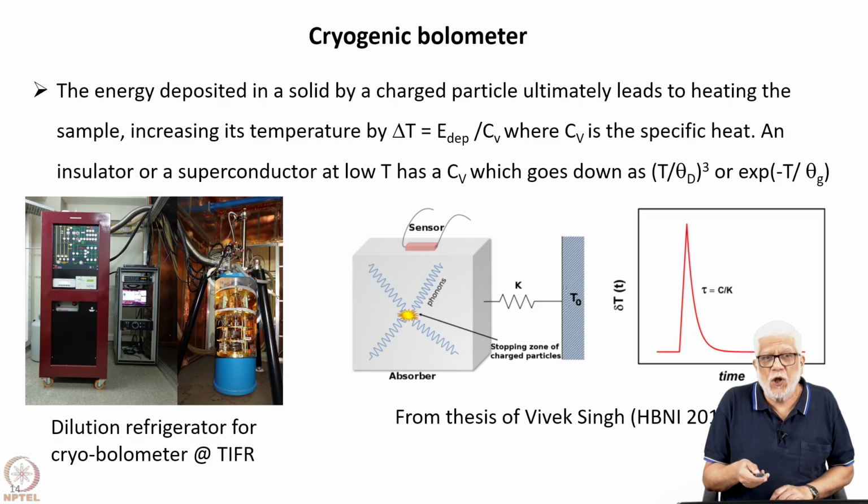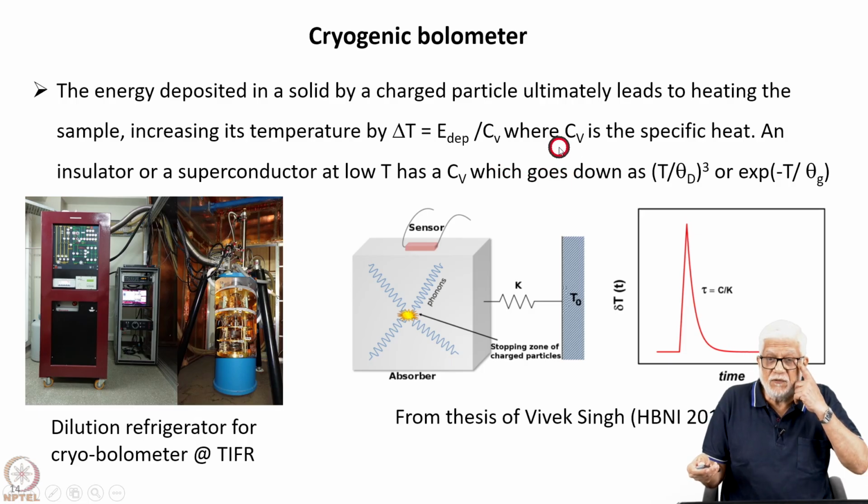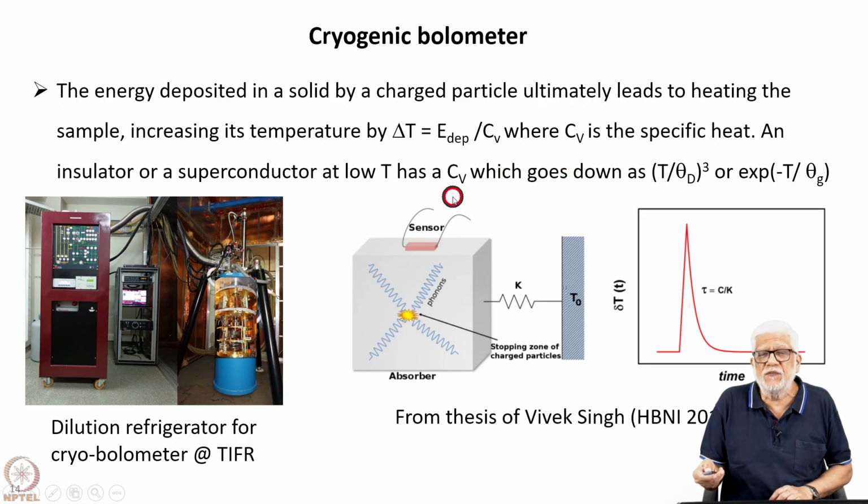But if you go down in temperature to millikelvin, then the specific heat of the detector material actually decreases, and in case it is, for instance, an insulator, then it goes like T by theta D, where theta D is the Debye temperature, to the cube. So, you can see that as compared to, let us say, 300 degrees, if you go down to millikelvin, that is a huge factor. So, C_V becomes very small.